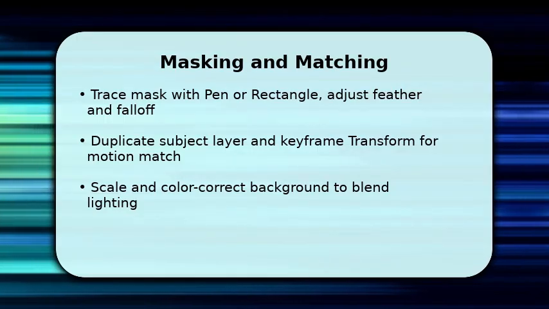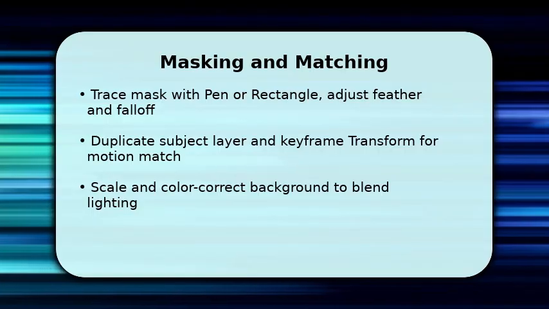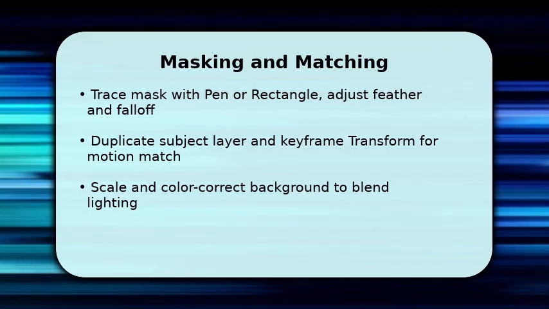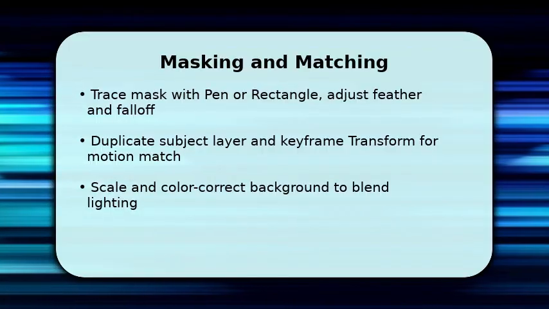Once the mask isolates the subject, duplicate the subject layer and apply a keyframe to its transform properties to match motion with the background if needed. Then, select the background layer, adjust scale and position so composition feels natural. Make color tweaks using hue/saturation or curves to match lighting.